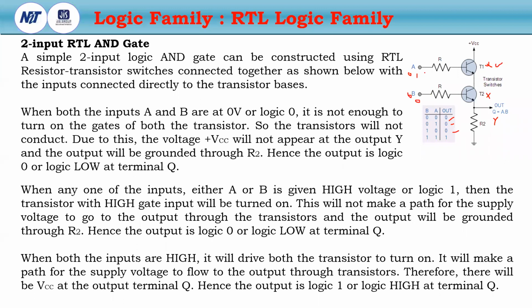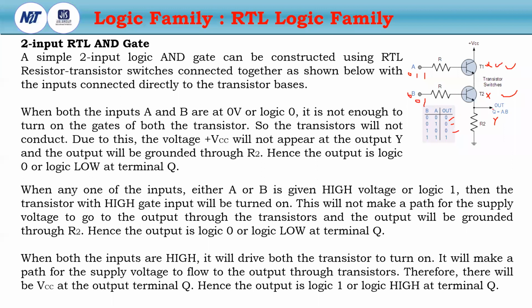But when both inputs are 1, then what happens? This will be on, this will be on. Due to the low resistance of the transistors, VCC will be at the output. If both the inputs are high, then both the transistors will be turned on. Then the supply voltage flows to the output through the transistors T1 and T2. Therefore, there will be VCC at the terminal Q or Y.